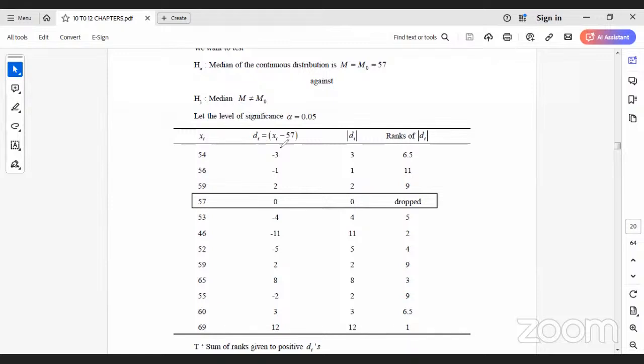So 54 minus 57 is minus 3. 56 minus 57 is minus 1. 59 minus 57 is 2. 53 minus 57 is minus 4. 46 minus 57 is minus 11. 52 minus 57 is minus 5. 59 gives plus 2. 65 gives 8. 55 gives minus 2. 60 gives 3. 69 gives 12. So these are the di's. All absolute values are taken here.